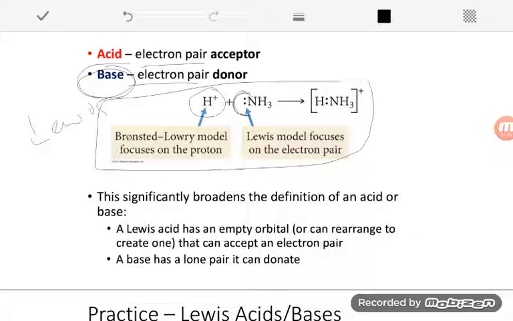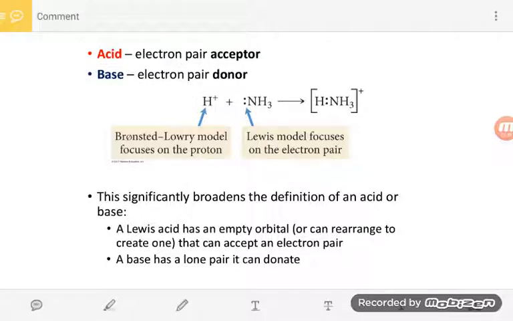And what we really look for in Lewis acids are things that either have an empty orbital or are positively charged. In some way, they're able to accept electrons, whereas a base has a lone pair. Really, you're looking for a guy with a lone pair. He's your base. So let's look at a couple examples here.